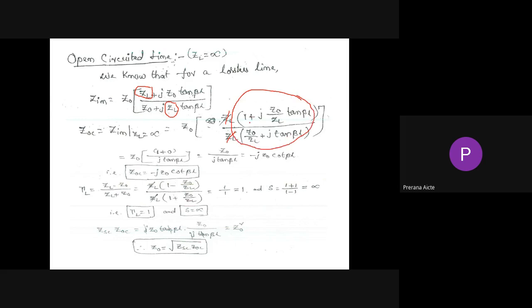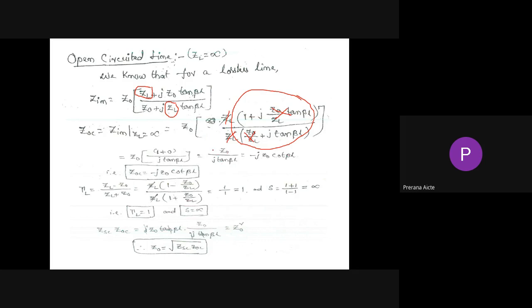Okay, so at that time what will happen? In the front side Z_0 is as it is, so 1 plus Z_L divided by infinity. Anything divided by infinity is equal to 0. Then Z_0 by Z_L is also equal to 0. So anything by infinity is 0, plus j tan βL. So this term is 0, this term is 0. The remaining term is Z_0 as it is, divided by j tan βL, or 1 by tan, you can write it as cot.